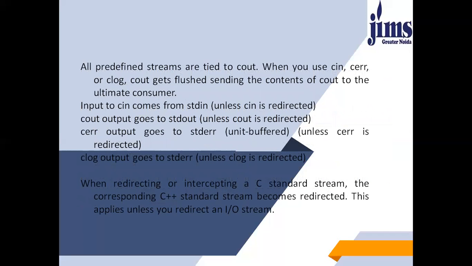All predefined streams are tied to cout. When you use cin, cerr, or clog, cout gets flushed, sending the contents of cout to the ultimate consumer. Input to cin comes from stdin. Cout output goes to stdout. Cerr output goes to standard error. Clog output goes to standard error. When redirecting or intercepting a C standard stream, the corresponding C++ standard stream becomes redirected. This applies unless you redirect an input-output stream.